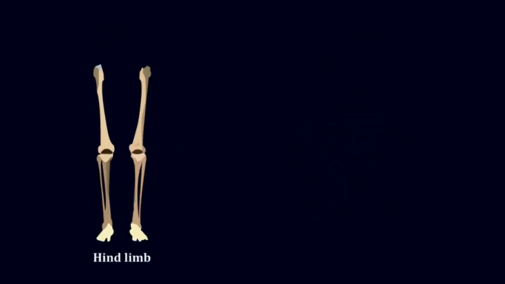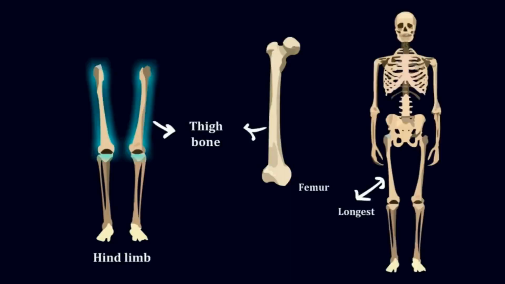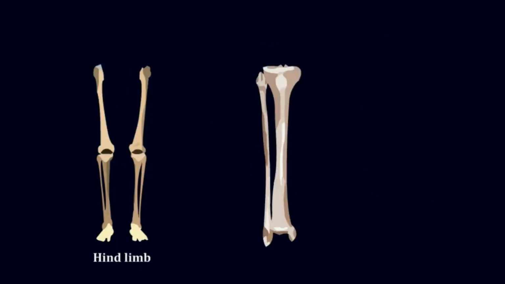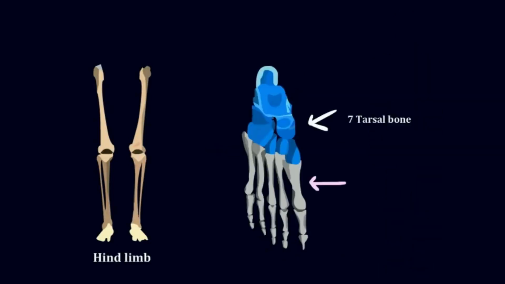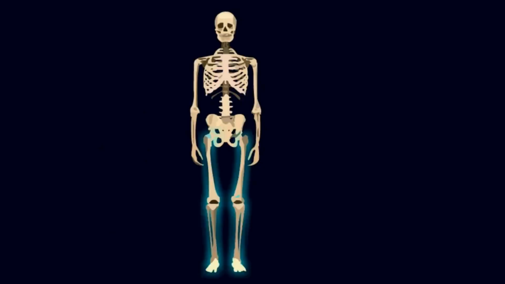The hind limb contains a long bone, femur or thigh bone, the longest and strongest bone in the skeleton, in the thigh. 2 long bones, the inner tibia that bears all our body's weight and the outer fibula that bears no weight at all, in the shank. 7 tarsal bones in the ankle, 5 long metatarsal bones in the middle of the foot and 14 phalanges, 2 in the greater toe and 3 each in the remaining 4 toes. The bones in the ankle and foot must carry all our body weight as we stand, walk and run.